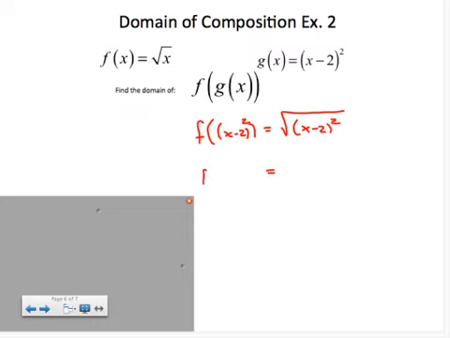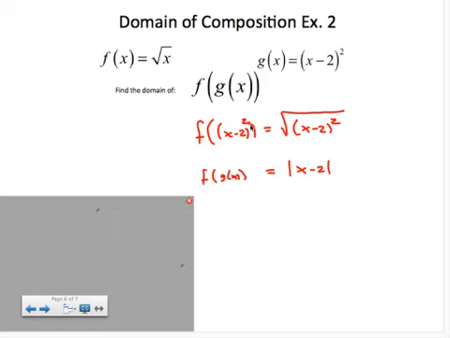Most of the time we like to simplify if we can. So f of g of x would be the square root, the positive square root, of something squared. That's going to be the absolute value of x minus 2. Sorry, that's how it is. We've got to go with it.